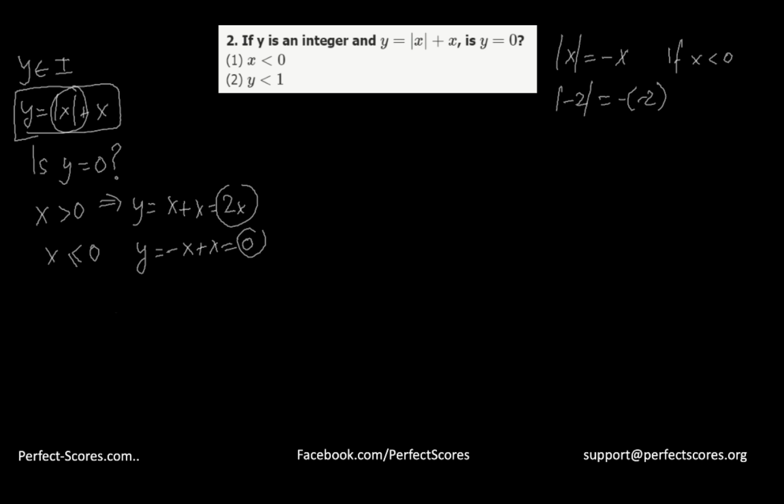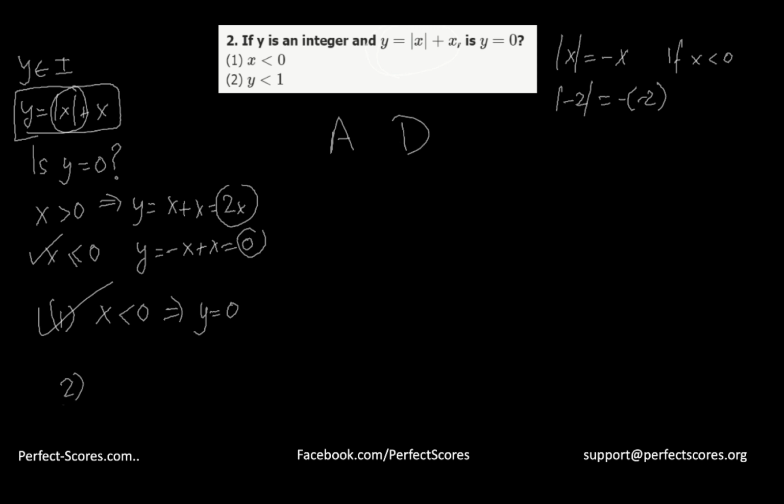So let's see the question. The question says statement 1 says x is less than 0. Now if x is less than 0, that means this is the case. That means y has to be equal to 0. If x is less than 0, then this thing will become negative, right? So this is sufficient. It's either answer option A or answer option D.